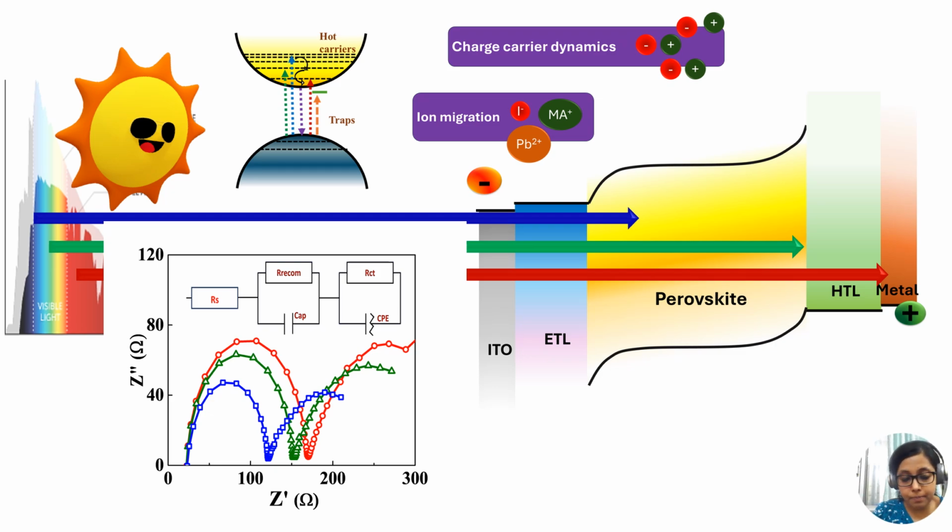This is an impedance spectra, which is a very important tool in understanding the charge carrier dynamics within the device. You can see here the charge transport resistance and the recombination resistance are different under the different exposure conditions. This is the equivalent circuit of the perovskite solar cells.